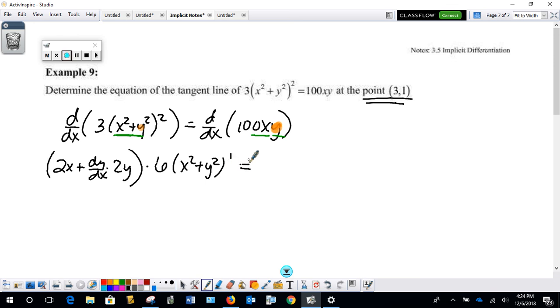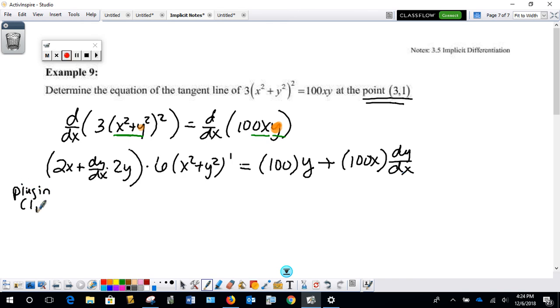Over here we're going to do product rule. So I would do the derivative of the first, 100, times the second, plus the first, 100x, times the derivative of the second, dy dx. And I am not going to solve this for dy dx. I am going to choose to simply plug in 1, 3, 1 because I think it will be way easier with numbers. So I plug in 3, 1.